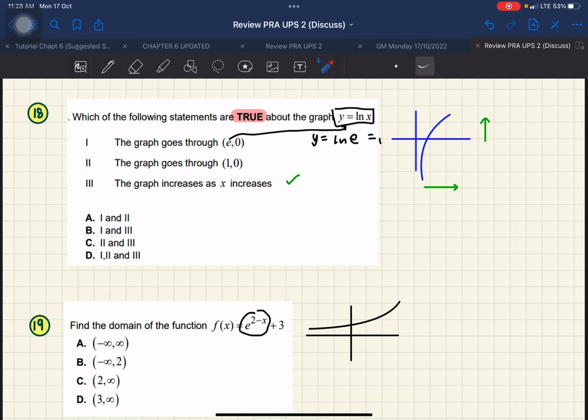Okay, kalau ikutkan nilai Y awak adalah kosong. Tapi kat sini awak dapat 1. So, salah lah. So, jawapan kita bukan 1. So, 1 salah. Jawapan kita adalah C. 2 dan 3.